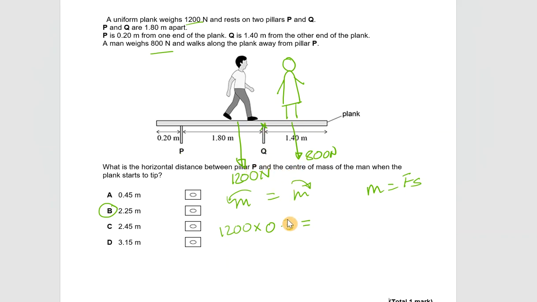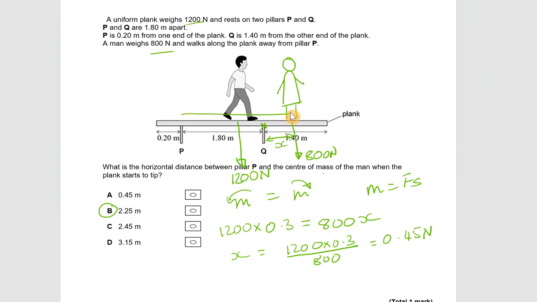Okay, so the clockwise moment is going to be caused by the weight of the man, and that's 800 newtons, and we'll say he's a distance x from Q. So if I rearrange that equation, I can get an answer. 1,200 multiplied by 0.3 over 800 is going to give me a distance x of 0.45 meters.